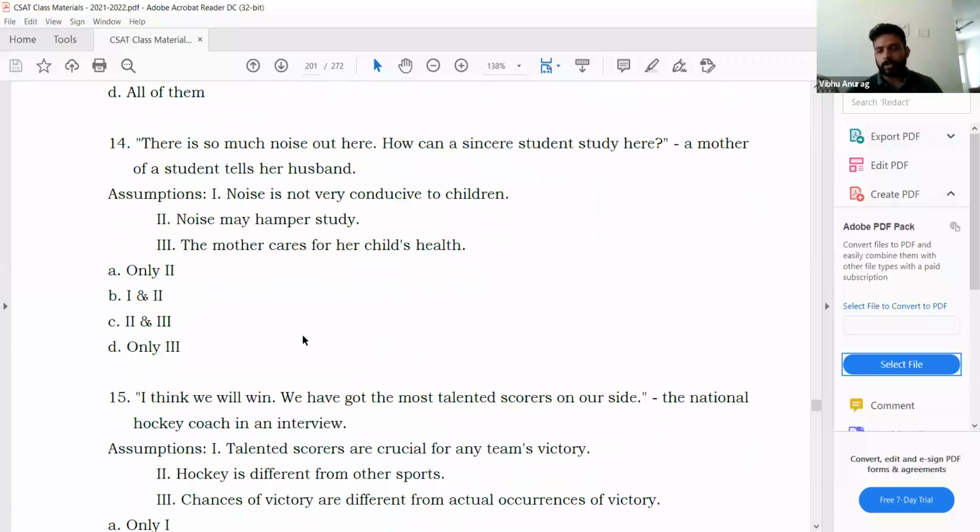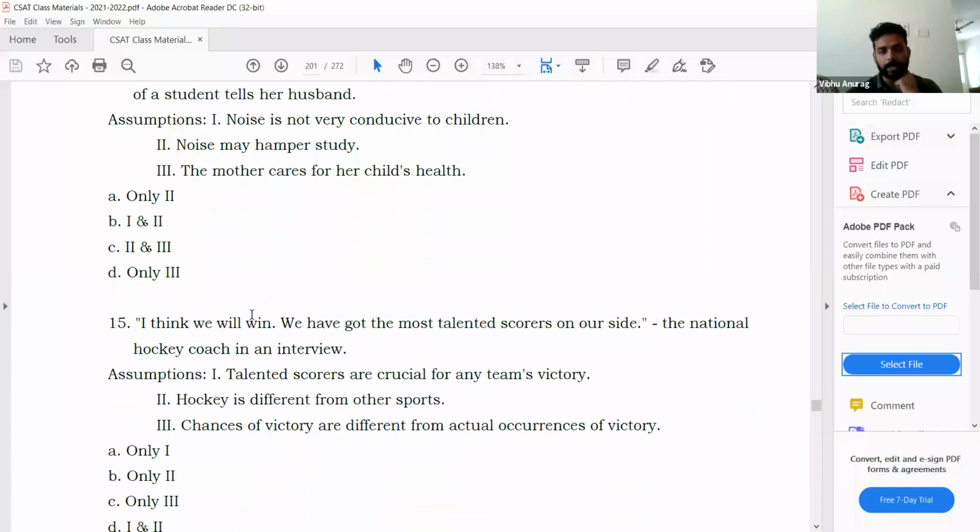Any other doubts with question 14? Okay, now see question 15.